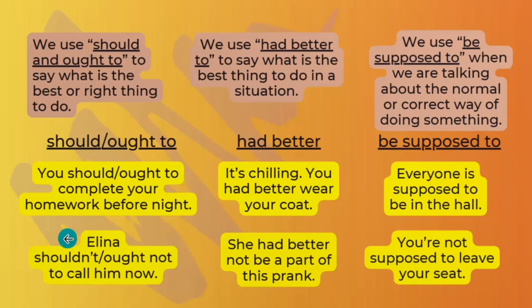Elena shouldn't or ought not to call him now. Elena shouldn't call him now. Shouldn't is a contraction of should not. So somebody is suggesting to Elena that she should not call somebody now. Not calling him now is the right thing to do at the moment, right?